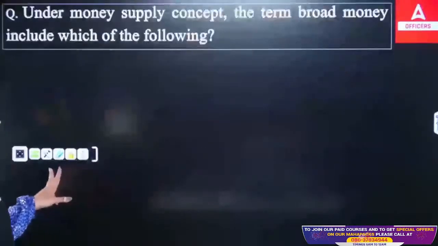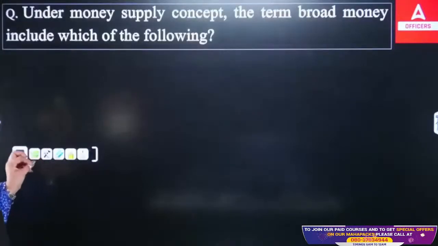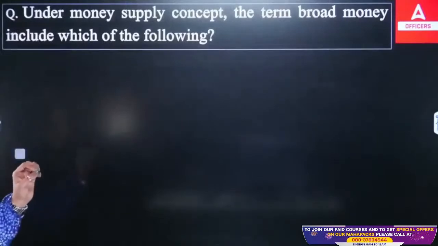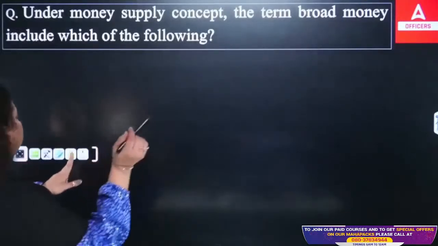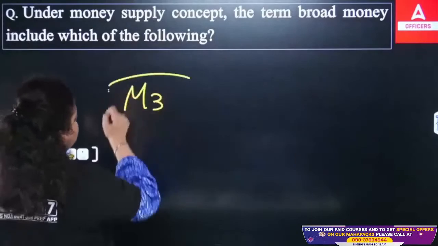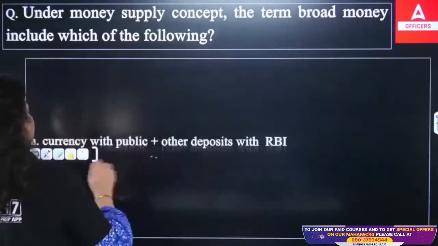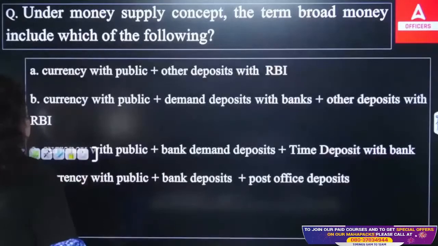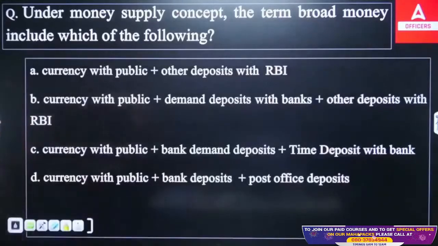Okay. Next question. Under money supply concept, the term broad money includes which of the following? I have told you which of the following is broad money. M3 is the broad money, and I have told you the formula of broad money. So let me know which of the following statements will be right. A, B, C or D?